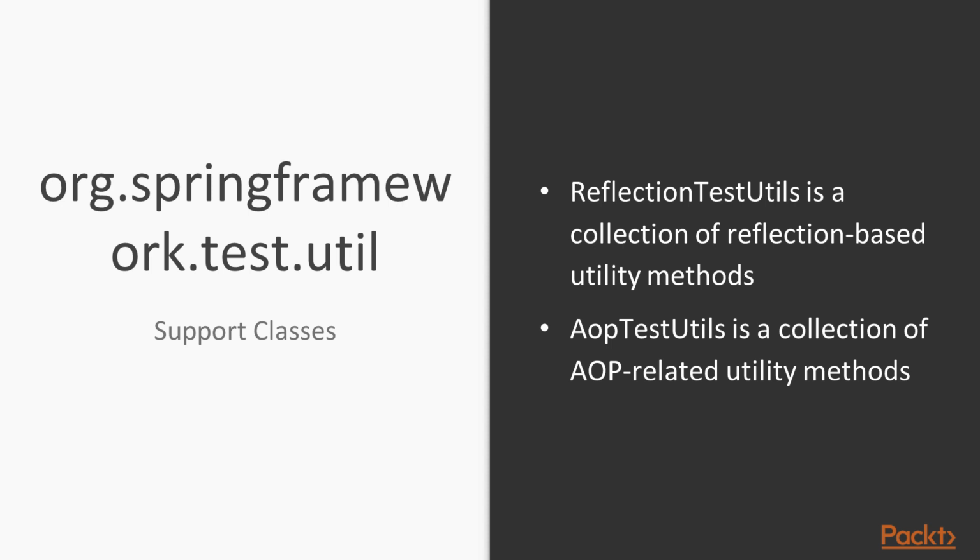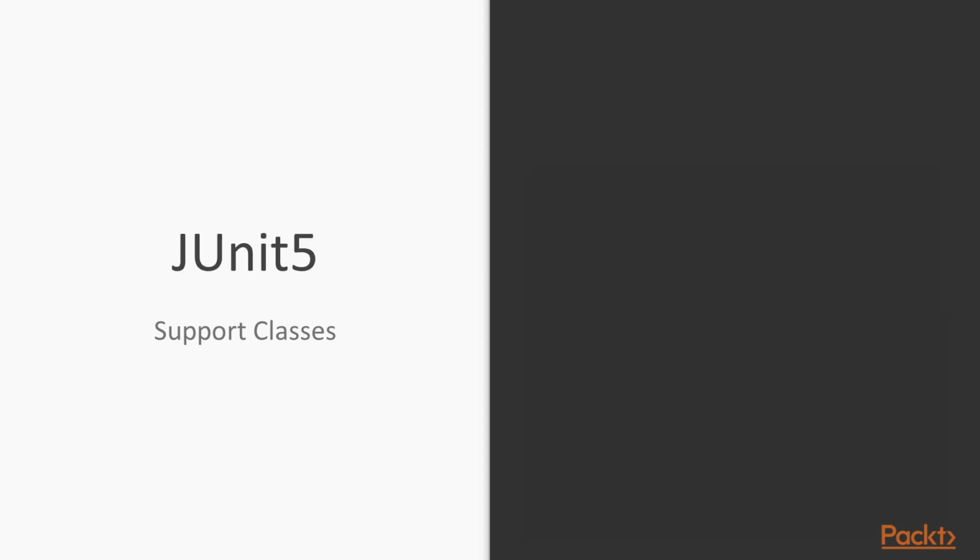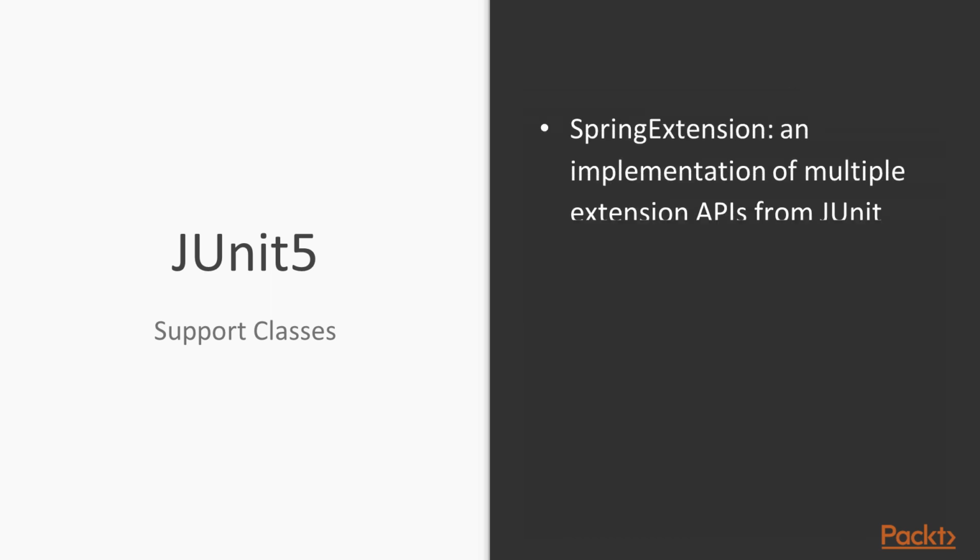Spring 5 brings support for the latest version of one of the most popular frameworks for writing unit tests, which is JUnit 5. The latest version of JUnit takes full advantage of Java 8 APIs and, of course, lambdas. Spring integrates with JUnit quite well and provides many features, and through the Spring extension, multiple extension APIs from JUnit Jupiter can be injected into the Spring framework.